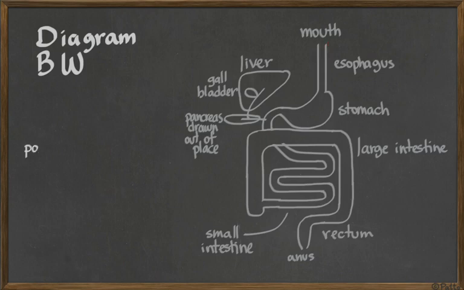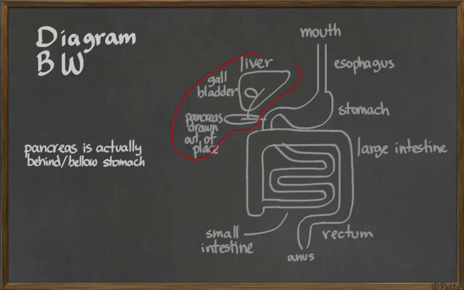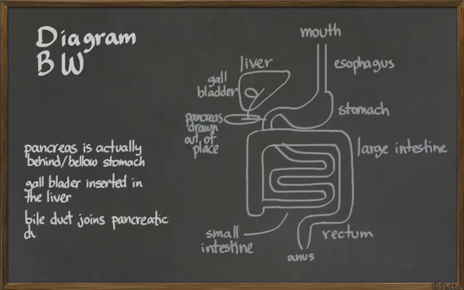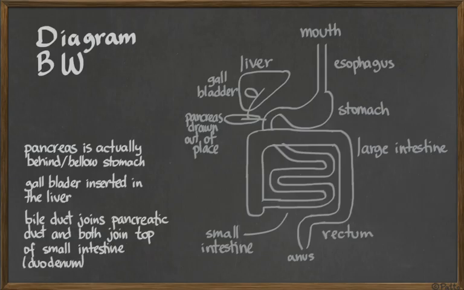Okay. One important thing, when you're going to be drawing the annex structures of the digestive system here, they also have a special way of being drawn. Okay, the pancreas is behind the stomach, the gallbladder is inserted in the liver, the bile ducts join with the pancreatic ducts, and both throw their content into the small intestine, specifically in the duodenum.